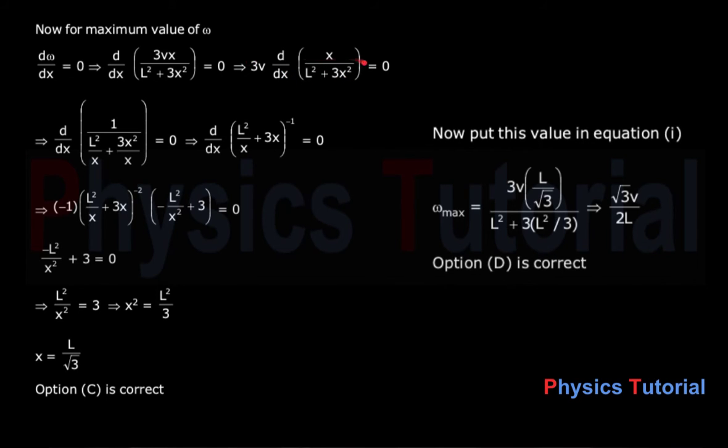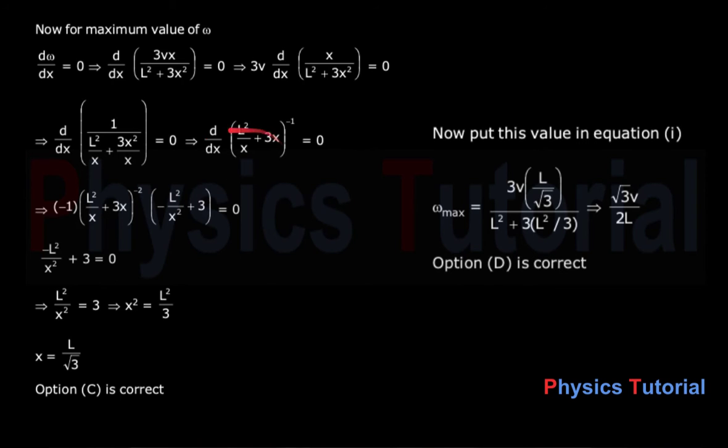Here, you can go for d by dx of 1 by x. The differential of 1 by x is negative of 1 by x square. So better to divide this by x rather than using the quotient rule. You will get l square by x and 3 x square by x, so (l square by x plus 3x) to the power minus 1. Now you can use the chain rule directly. That is a purely mathematical part, and any engineering student can do it.